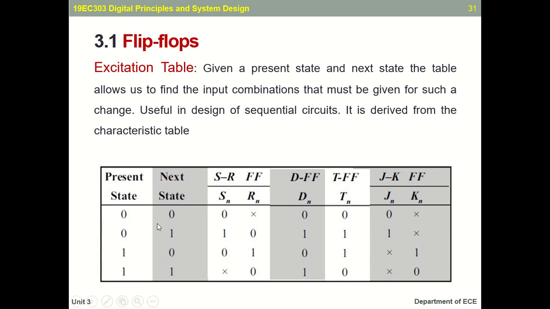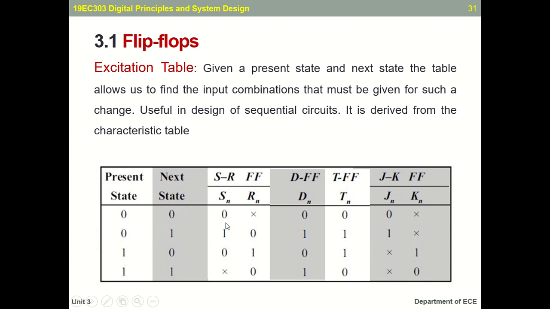The present state and next state can be 0 0, 0 1, 1 0 or 1 1. Consider an SR flip-flop and take up a state diagram. When the present state is 0, there are chances that it can get retained in the same state. So the present state and next state are both 0 and 0.